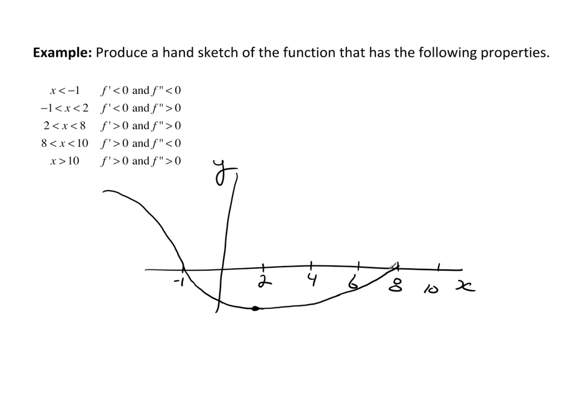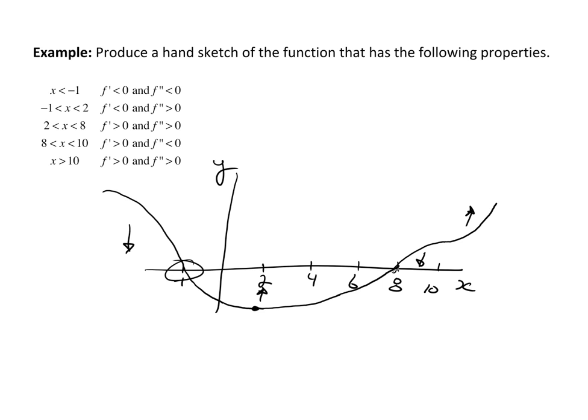Now at 8, the first derivative continues to be positive, but the second derivative becomes negative. The second derivative switches signs. So I have another change in concavity from 8 to 10. And then at 10, my first derivative still continues to be positive, but my second derivative changes sign, so I have an inflection point here, and I become concave up. So I'm concave down, concave up, concave down, concave up with all these inflection points.